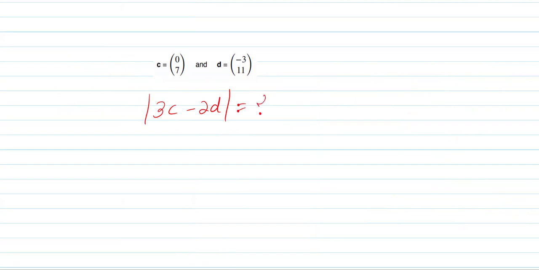I want to find this magnitude. Obviously, if you have to find the magnitude of any vector, before that you need that vector. So if I need to find the magnitude of this one, first I will find this one. So I will find 3c. What is 3c? 3 will be multiplied with both. It's 0, 21. Okay, what will be 2d? Because I need 2d. So 2d will be minus 9, 33.